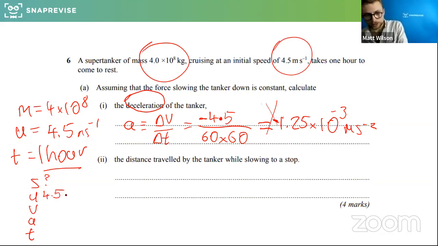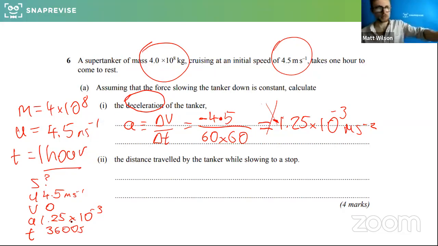So we know the initial velocity. We in fact know the final velocity. What was the final velocity? Yeah, that's right. The final velocity was 0. We decelerated all the way until we came to rest. Then we have the acceleration, which we just calculated. So that might come in handy. 1.25 times 10 to the minus 3. Cool. And do we know the time? We absolutely know the time. The time was 3,600 seconds. That's 60 minutes times 60 seconds. Great. Okay. So what can we do? Can anyone think of some versions of the Suvat equations that might help us out here?